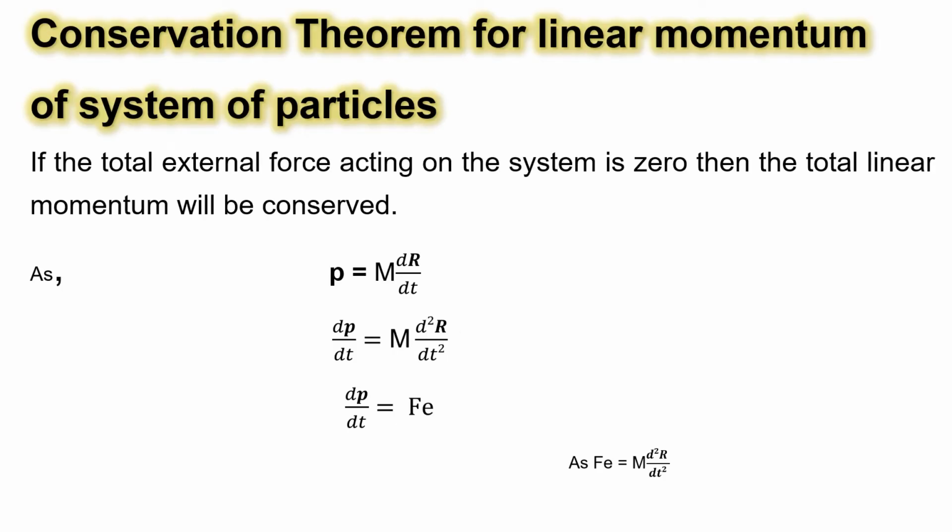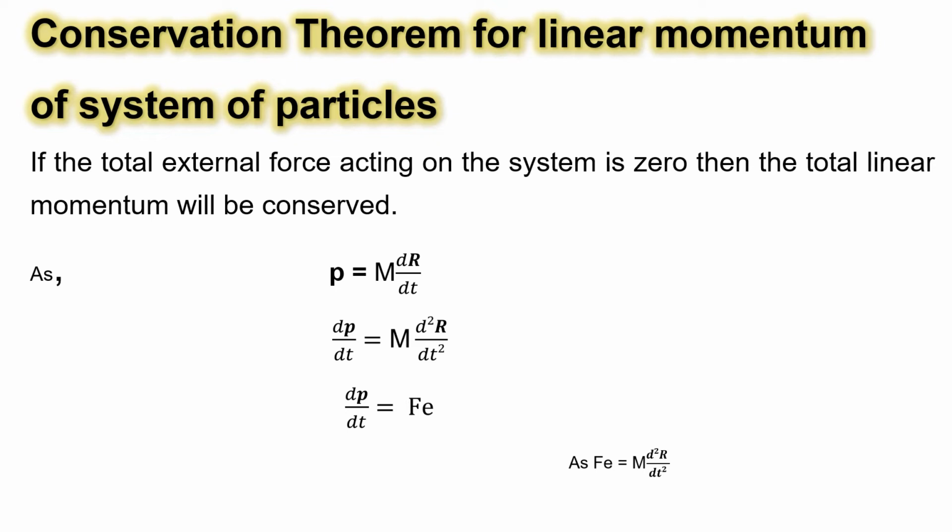After writing this equation, we will discuss that this momentum for the system of particles will be conserved. So, according to the single particle conservation theorem for the linear momentum of system of particles, if the total external force acting on the system of particles is 0, then the total linear momentum will be conserved. So we can write P is equal to M dR over dt, and differentiating the above equation, dP over dt, on the right hand side that will become M into d over dt of dR over dt.